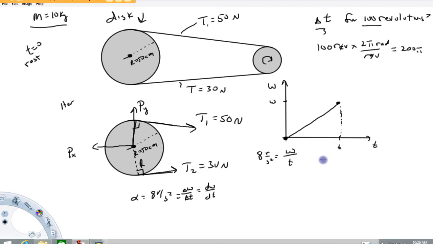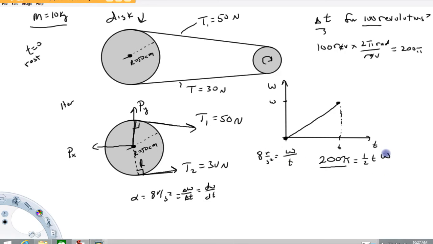So the second equation I can write is this. 200 pi radians, and again that would be in radians, is equal to, looking at this graph here, this area, which is going to be 1/2 t times the final angular speed. So what we have here is two equations, two unknowns, one from the slope, one from the area.